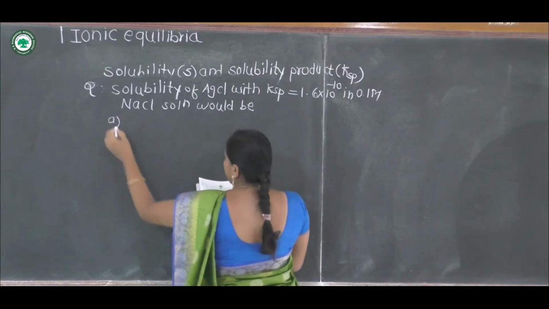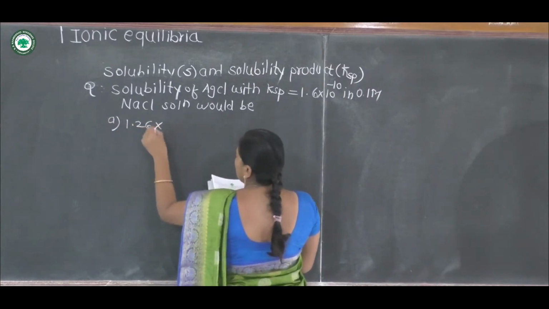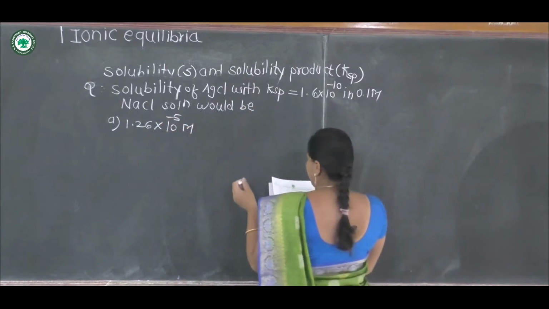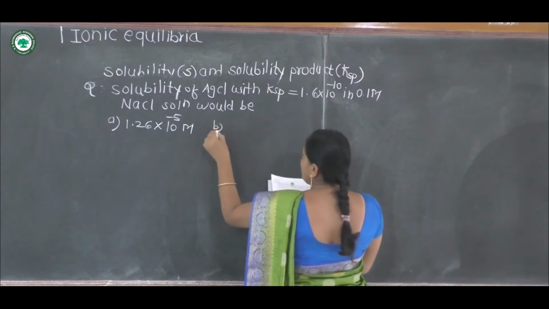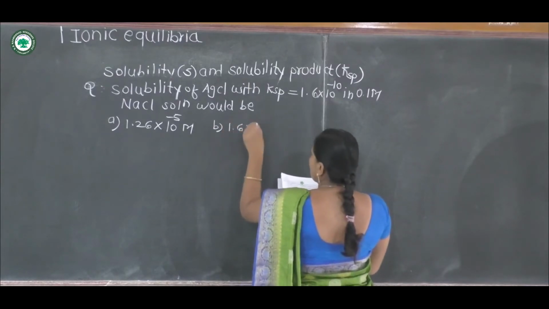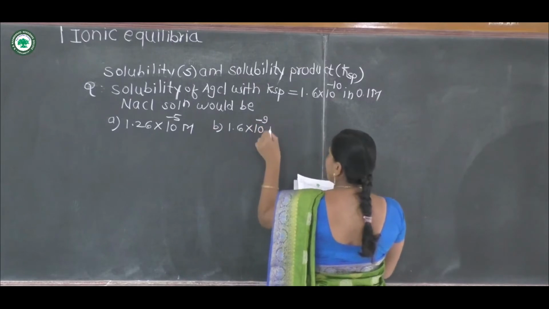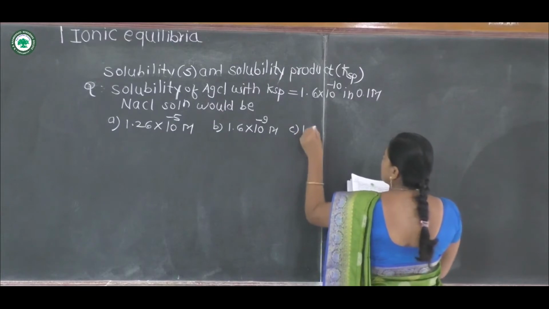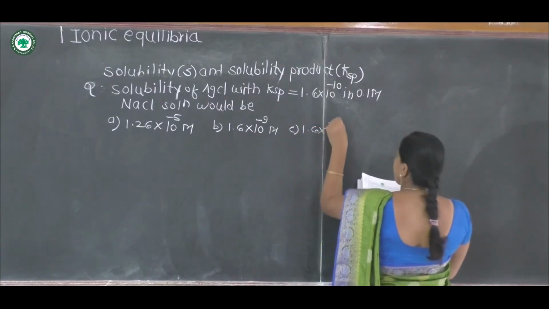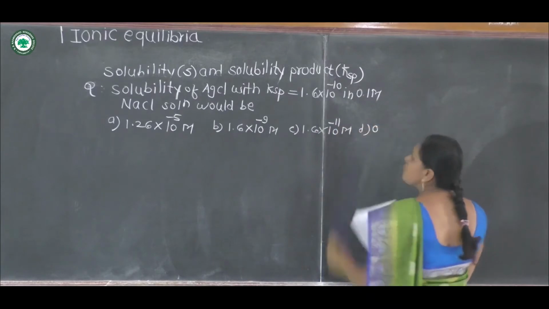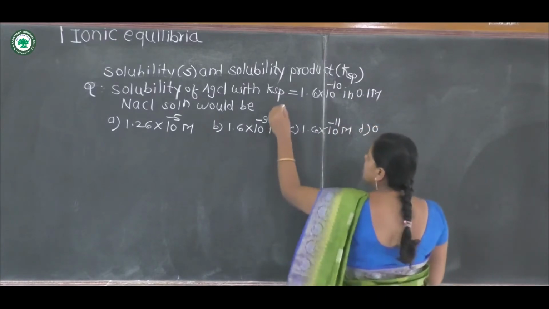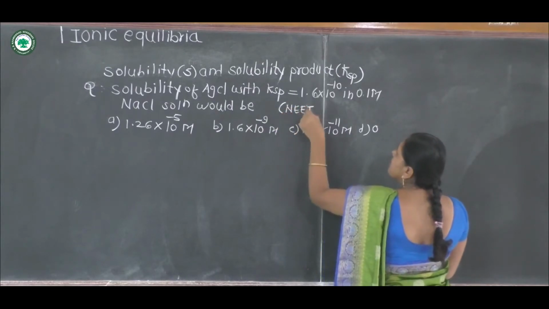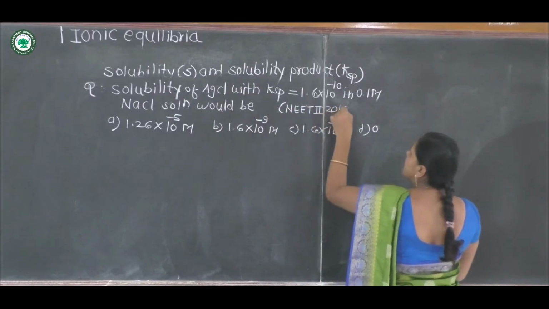option A, 1.26 into 10 raised to minus 5. Option B is 1.6 into 10 raised to minus 9. C is 1.6 into 10 raised to minus 11, and D is 0. This question was asked in NEET 2016.